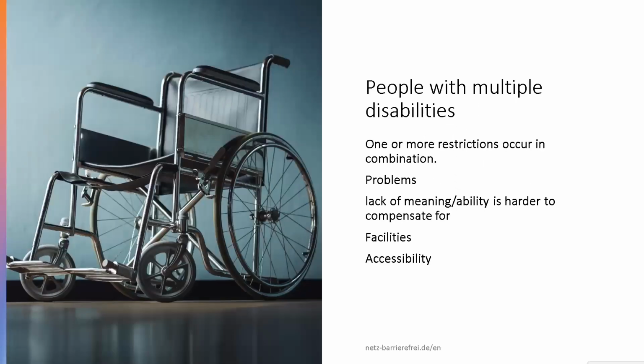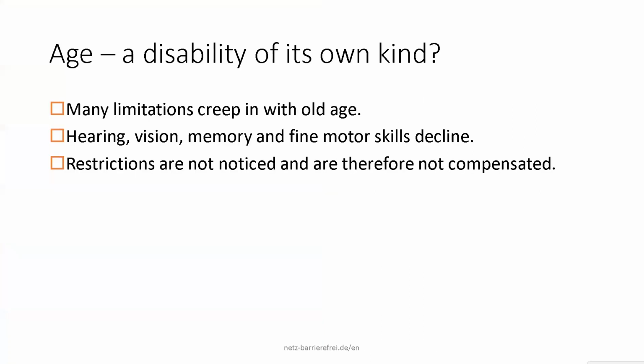Another thing is people with multiple disabilities. That means two or more disabilities. That also makes it more difficult to work with technology. For example, when you are deaf and blind, it's of course much more difficult to use a computer or smartphone. There's only one way, braille, and that is also true for many other disabilities.